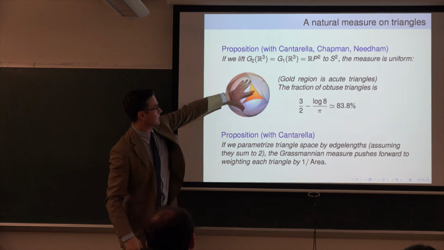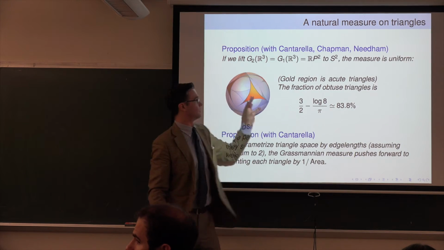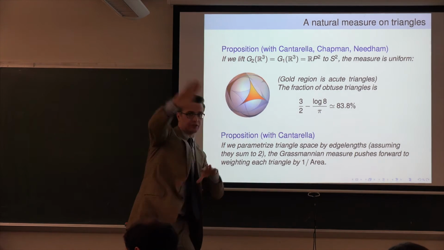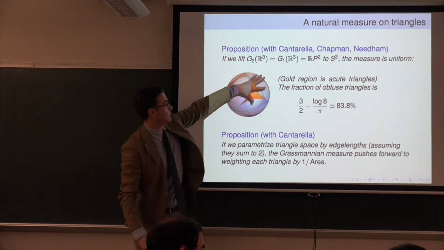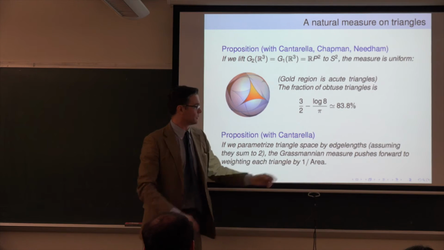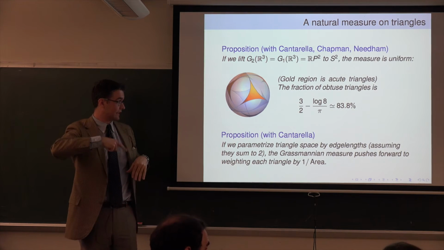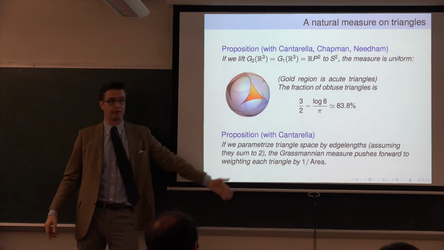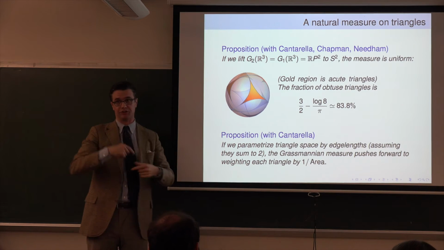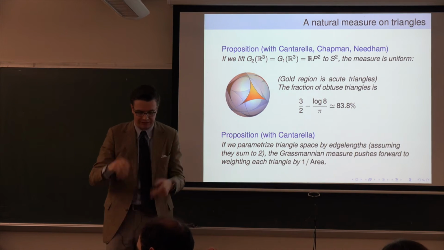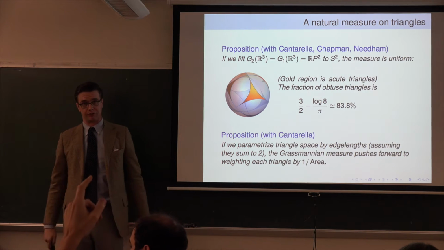And so then you get a map from this sphere, this triangle space thought of as a sphere, to the simplex of things that sum to 2. And if you do that, the uniform measure on the sphere pushes forward to a density on the simplex where the density is exactly 1 over the area. So the fact that the density is 1 over the area after you've gone through all these contortions means, we claim, that you're capturing a really geometrically natural measure on triangle space.